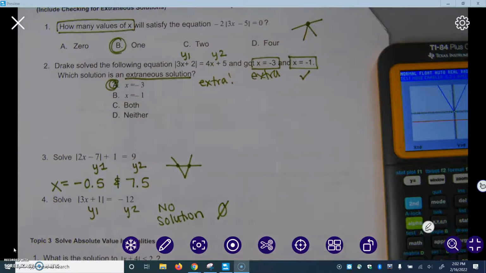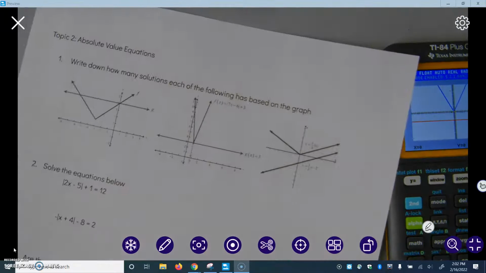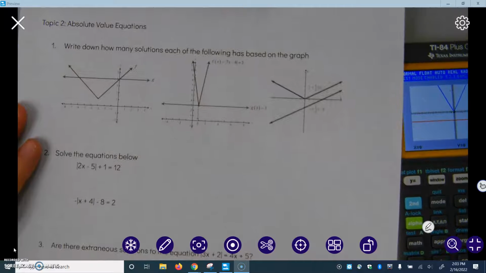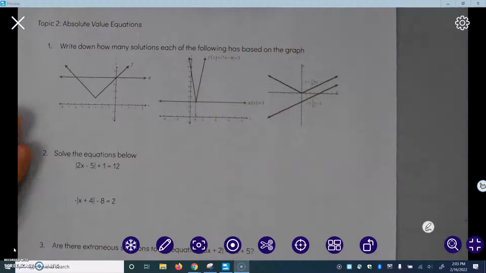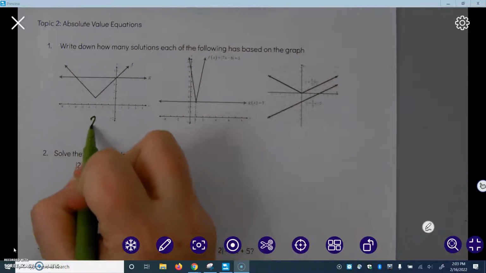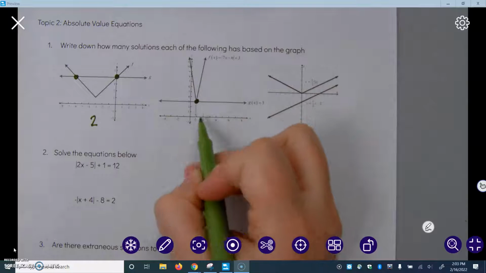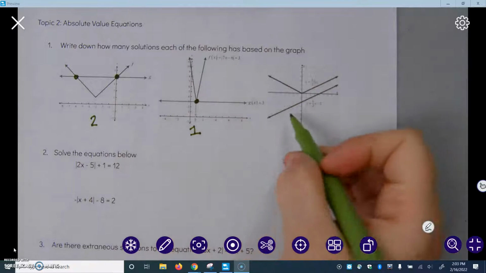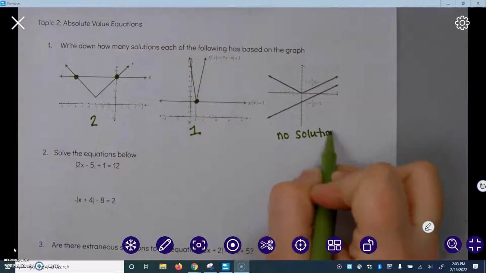All right, so let's try a couple together. So I'm going to show you the question, and then Ed Puzzle is going to ask you to answer it, and then we're going to go over it. So these are the practice problems. So number 1, write down how many solutions each of the following has based on the graph. All right, picture 1 has 2 solutions. Picture number 2 only has 1 solution. And then picture number 3 has no solutions.